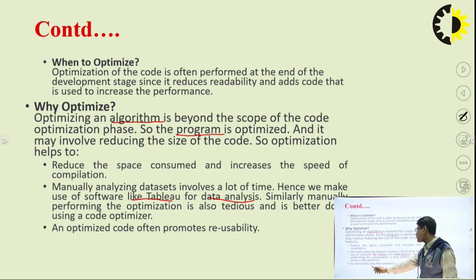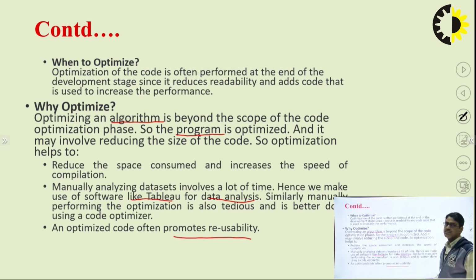Last, an optimized code often promotes reusability. Whatever optimized code is there, we can reuse it, and after reuse, some burden will be reduced on the particular program and code segment. So these are the basics of optimization: when to optimize, why to optimize, what the basic objectives of code optimization are, where it lies during the whole compilation process, and what the significance of code optimization is for generating the code. All these we have discussed in these two PPTs.